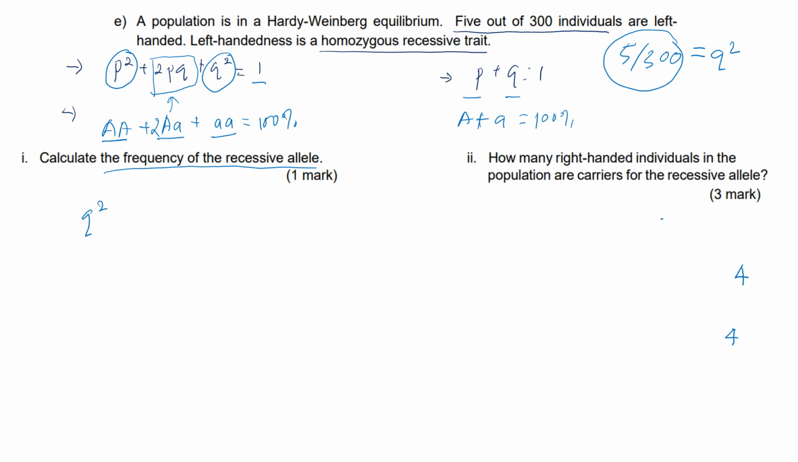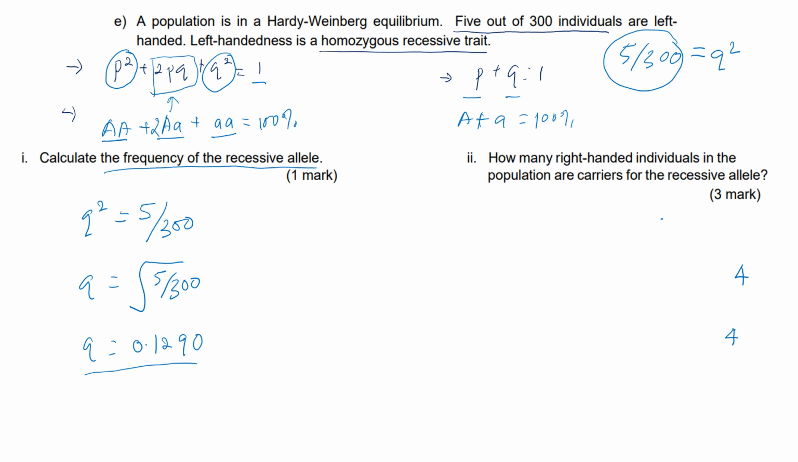So you know that Q squared equals 5 out of 300. So now you just find the value of Q, which is you square root 5 over 300, and then you will get the value of Q, which is 0.1290. Usually for this type of question, you just take 3 decimal points. And after you have determined the value of Q, now you can proceed to the next question.